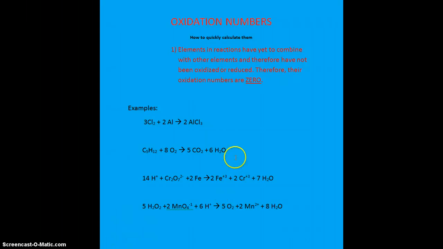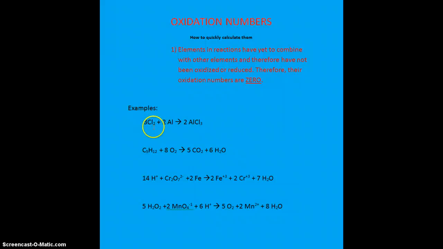Now, if we look at these example atoms, the first rule of the 5 that lets you calculate oxidation numbers is the easiest, and that is for elements, neutral elements in a reaction. Clearly, since they have yet to combine with other elements and therefore can't get oxidized or reduced yet, they have oxidation numbers of 0. They have yet to have an extent of oxidation.